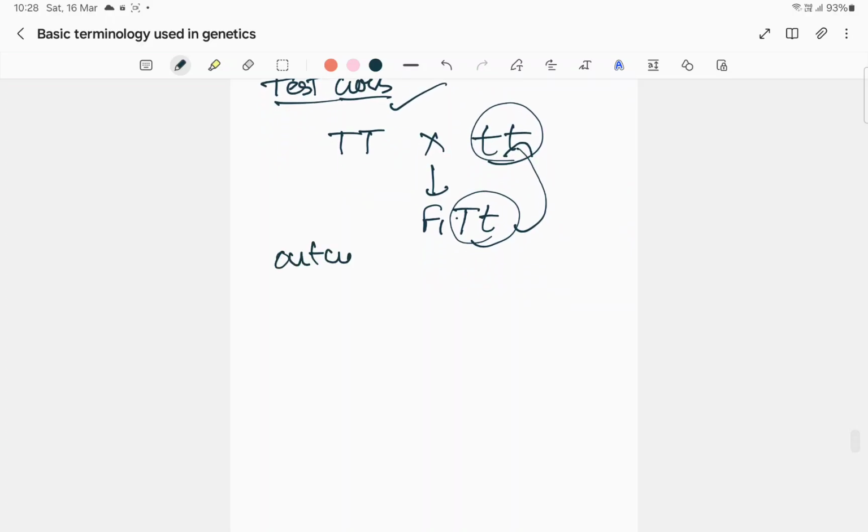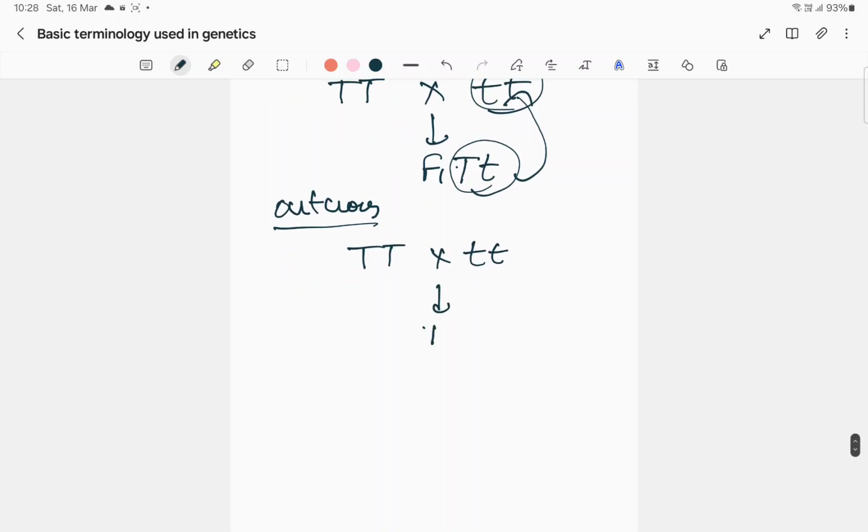Outcross means, same two parents, again capital T, small t, this is our F1. If we cross this F1 with our dominant parent, then it is said to be the outcross.